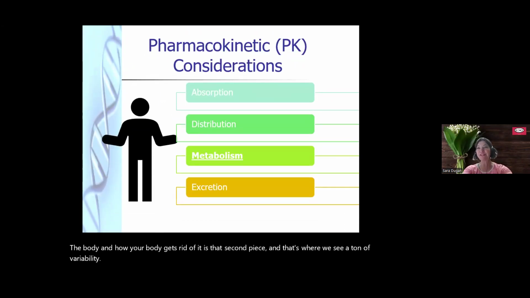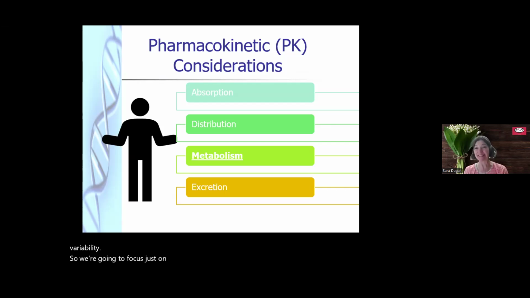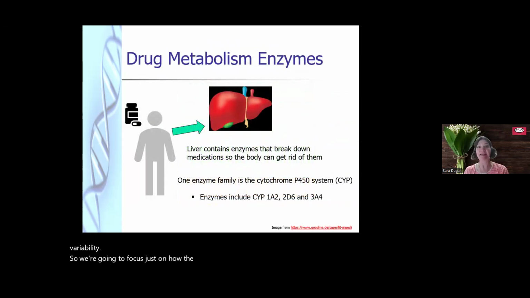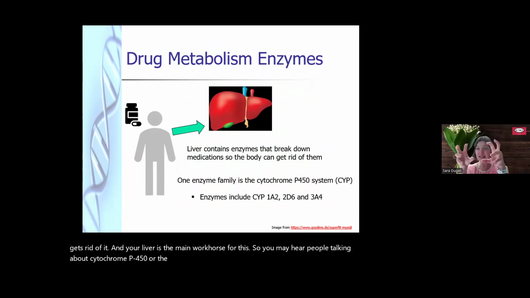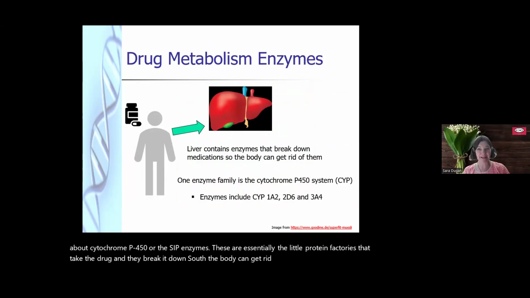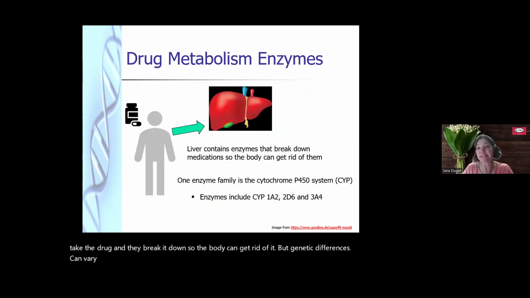So we're going to focus just on how the body metabolizes medicine, how it breaks it down and gets rid of it. And your liver is the main workhorse for this. So you may hear people talking about cytochrome P450 or the CYP enzymes. These are essentially the little protein factories that take the drug and break it down so the body can get rid of it. But genetic differences can vary how effective those enzymes are pretty significantly.